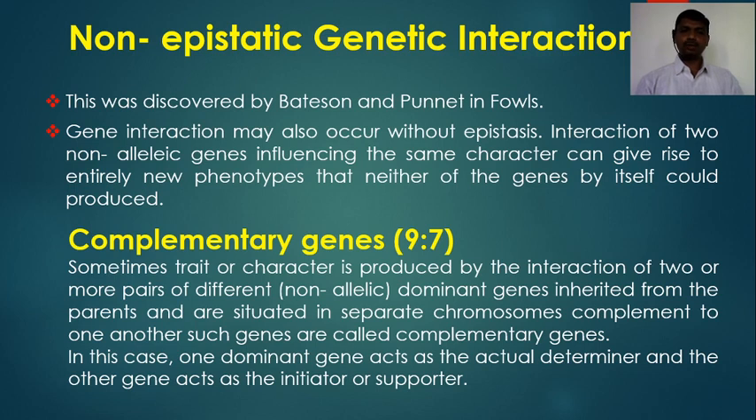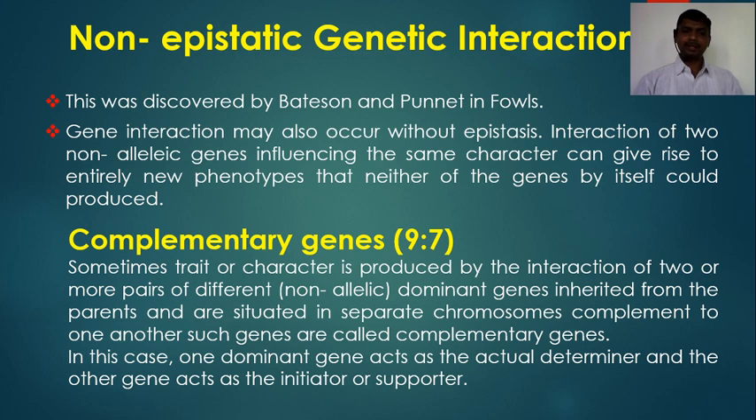So there are two or more pairs of non-allelic dominant genes which are located on separate chromosomes, inherited from the parents, and complement or help one another. Such genes are called complementary genes. The particular phenotypic trait is produced only when both the dominant genes are present in the individual. So such genes help one another, complement one another. Such genes are called complementary genes.